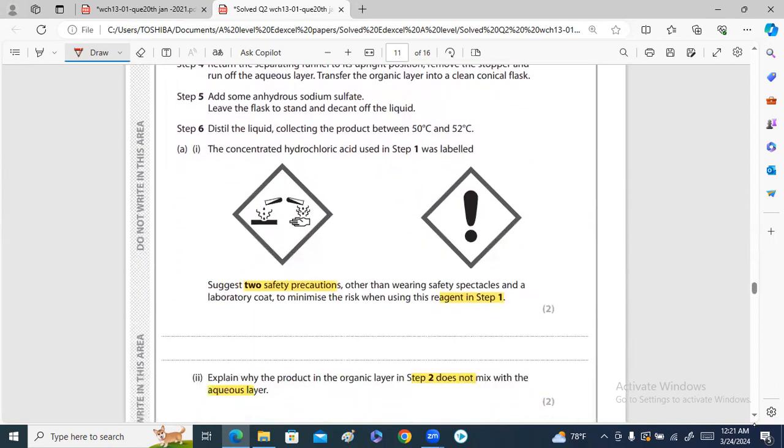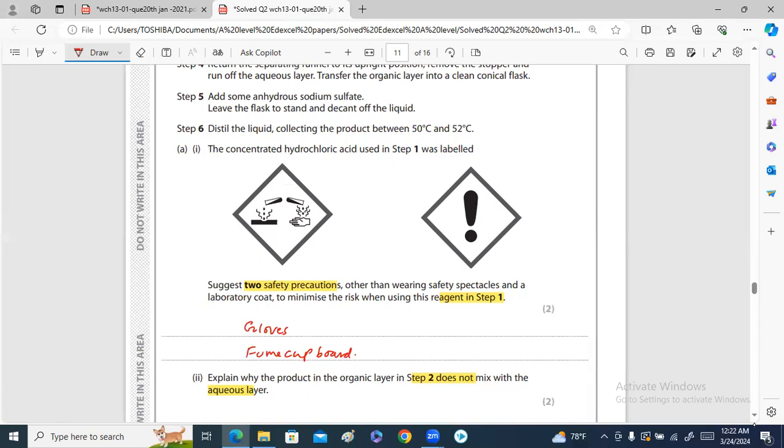Now, the concentrated hydrochloric acid used in step 1 was labeled. State two safety precautions other than wearing safety glasses. As you can see from these signs, we should use gloves. And whenever we are doing an experiment relating to halogenoalkanes, we can use the fume cupboard as well.